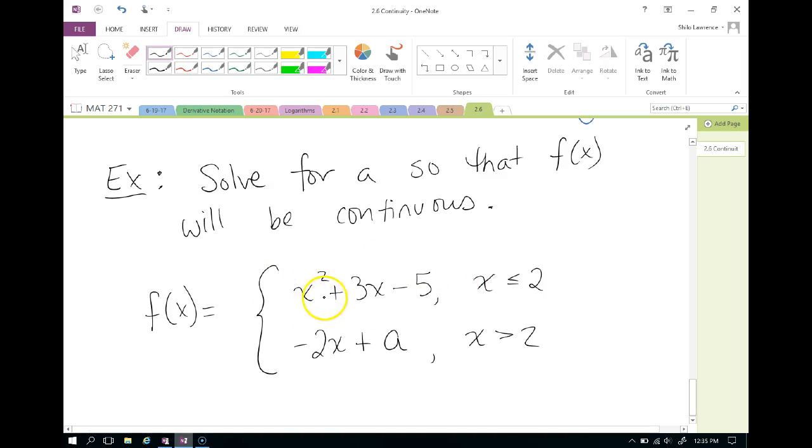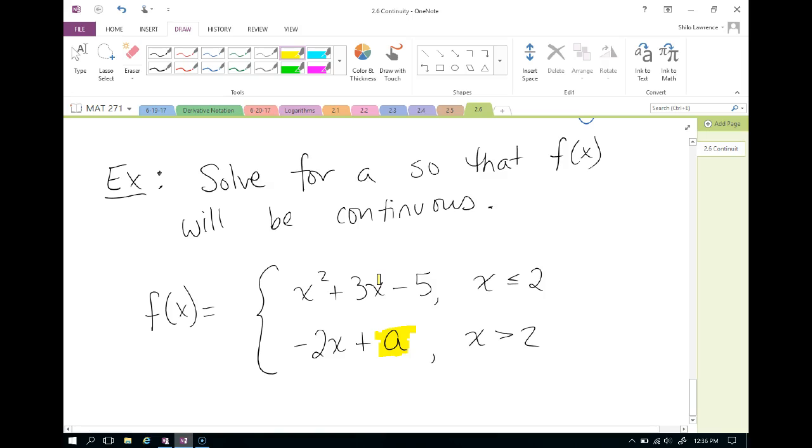A parabola is always continuous. That's a second-degree polynomial. A line is always continuous. That's a first-degree polynomial. What we don't know right now is what the y-intercept of this line is. And we've got the option to adjust it, which is technically sliding this line up and down the y-axis so that it's in the correct spot to make this function continuous.